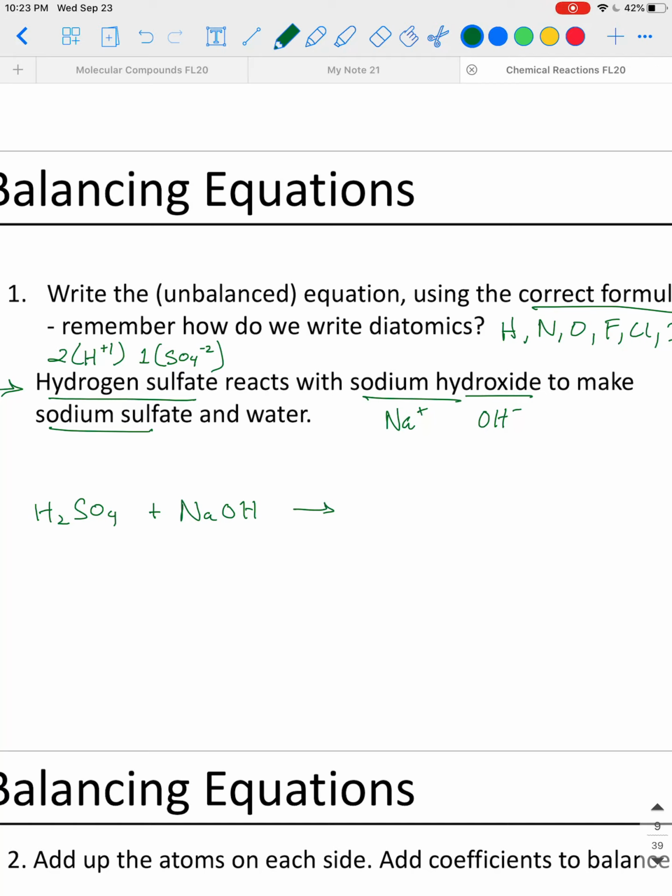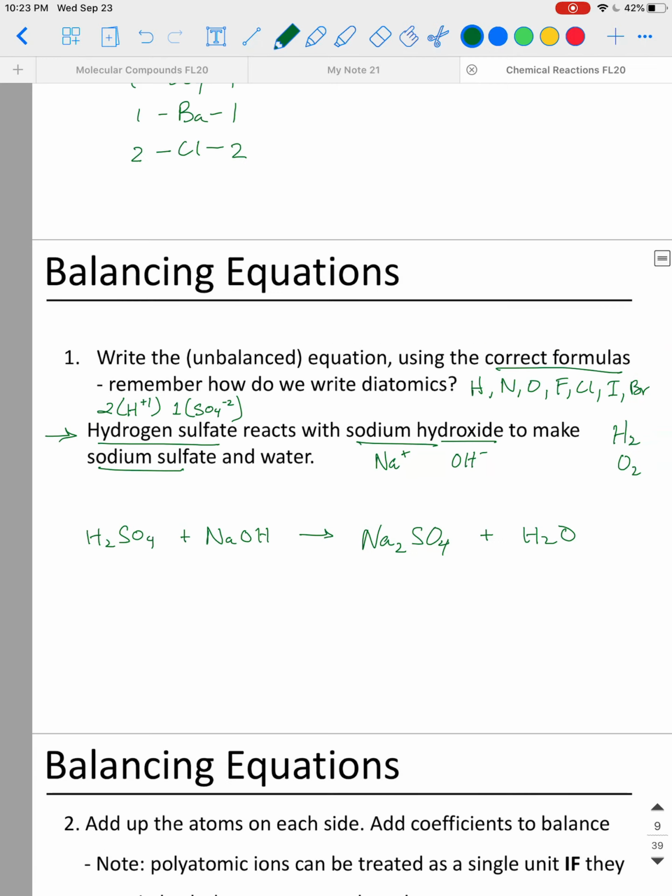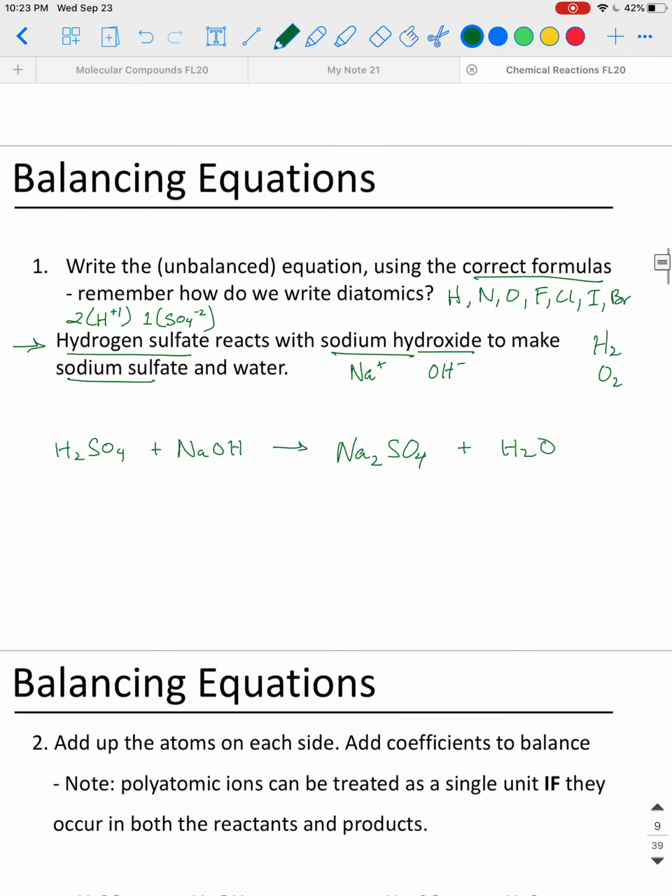And they make sodium sulfate. Basically the cation from our second reactant is now bound with the anion from our first reactant, so that should be Na2, because sodium is a +1 cation, so we need 2 of them to balance a single -2 anion. We don't write the charge. Two sodiums, each +1, and 1 sulfate, a -2, so these balance to 0, a neutral compound. And then water, we know what water is, H2O. So we have written these correctly.